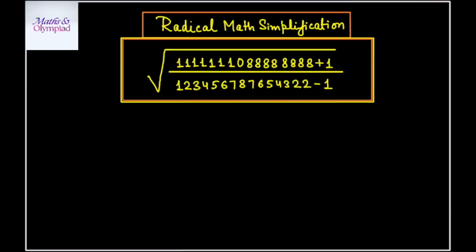In this video we have an amazing radical math simplification question which says square root of 7 times 10, 8 times 8 plus 1 over 12345678 then 7654321 minus 1. I will be using a mathematical trick to simplify the denominator. So it would be very interesting to watch this video till the very end. So let's get started.